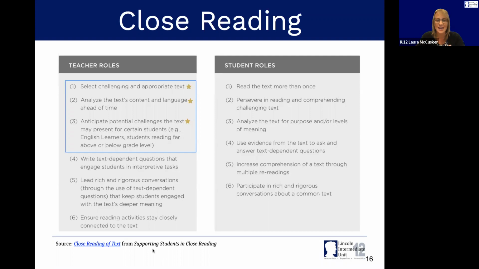If I move over to the student roles, then where they're going to annotate in the close reading process is when they are analyzing the text for purpose or levels of meaning. So as they are doing that, they're probably most likely reading the text more than once, as well as persevering in reading and comprehending these challenging texts. So you'll notice that annotation, or this metacognition piece, occurs pretty early in the close reading process when I'm setting it up. Questions or comments on that?